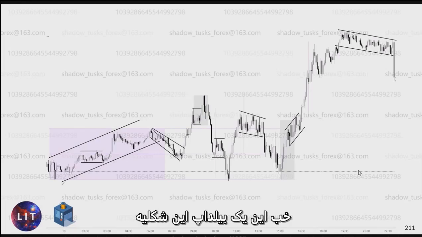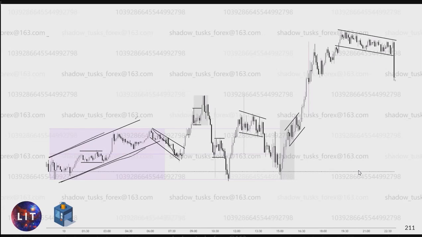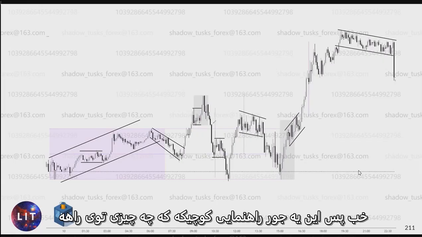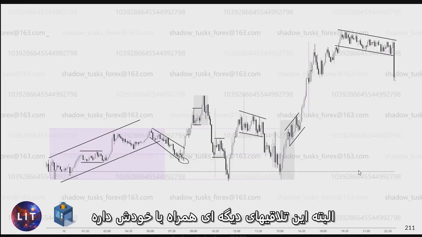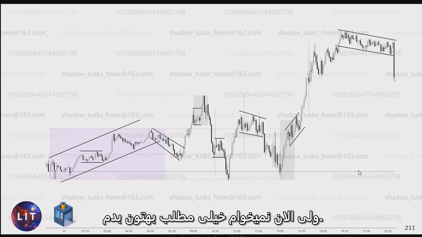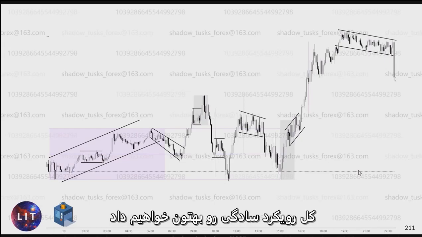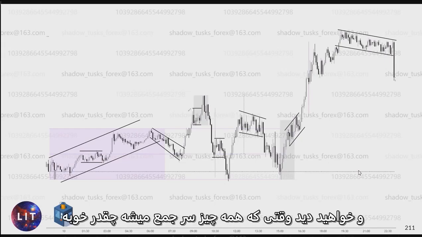What does this mean? Well, this is a build up like this. So when we break out to the downside, people are going to be looking to take this short, the retail traders are going to be looking to take this short. So, you know, that's already a little hint for what's to come. This has other confluences to it, but I don't want to give you too much right now. We're going to give you bits and pieces of the simplicity approach, and then when we teach you a bit more, we'll give you the full simplicity approach, and you'll see how good it is when it all comes together.